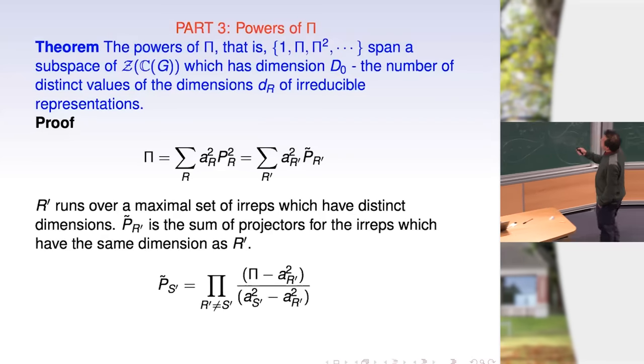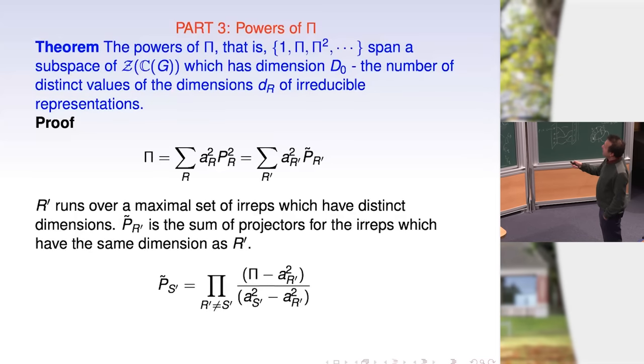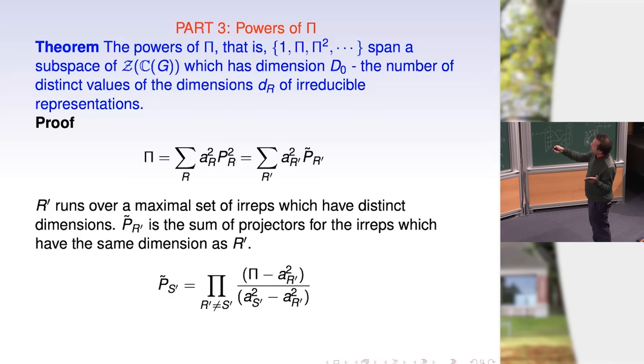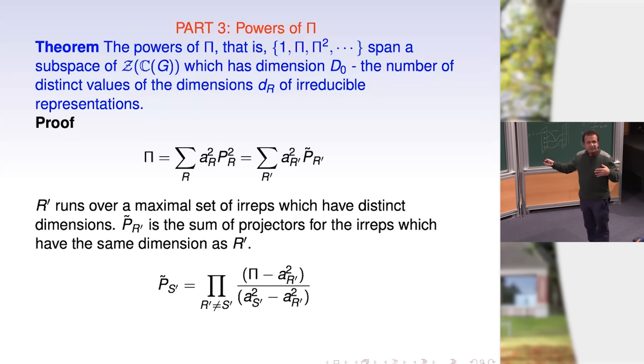But for now, what is important is that you have pi, the handle creation operator, which has this expansion in projectors. So a very natural question is, okay, pi is a central element. It's an expansion in terms of, sorry, PR squared should be PR, excuse me. So these form a basis for the center of the group algebra. And now I have a sum. So pi is, of course, a one-dimensional subspace. Natural question is, if I take powers of pi, what kind of subspace of the center of the group algebra do I get? And the answer is this. The powers of pi span a subspace which has a dimension d0, where d0 is the number of distinct values of the dimensions dr of these irreducible representations.